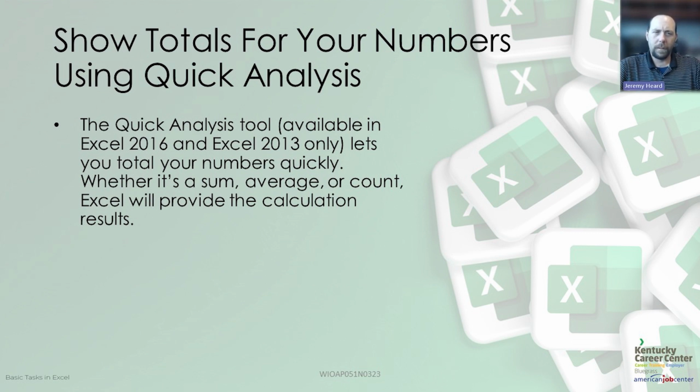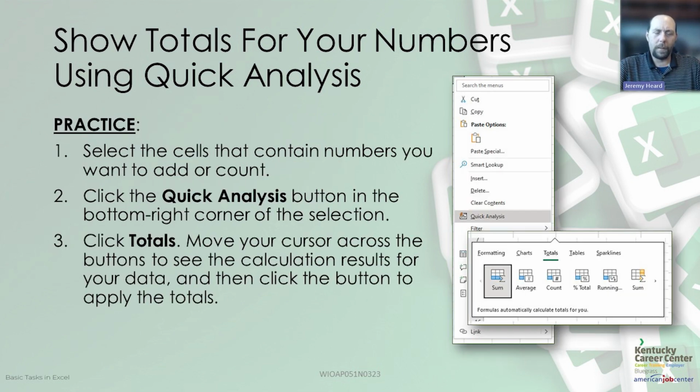You can also use quick analysis to show totals in much the same way that you use the auto sum feature. So if you highlight the cells that you want to show totals for, you can click the quick analysis, click totals, and it'll give you the similar options as what you had in auto sum. So you can sum, average, count. You can even see recurring. You can see minimum and maximum. Same as you do with the auto sum feature.